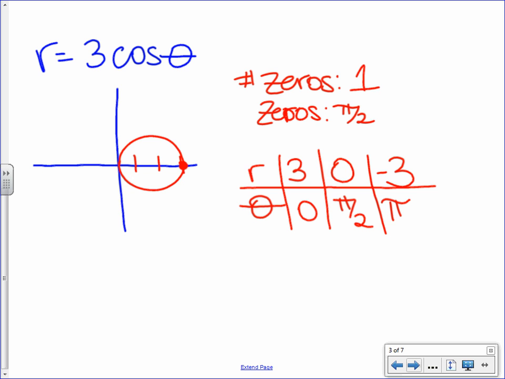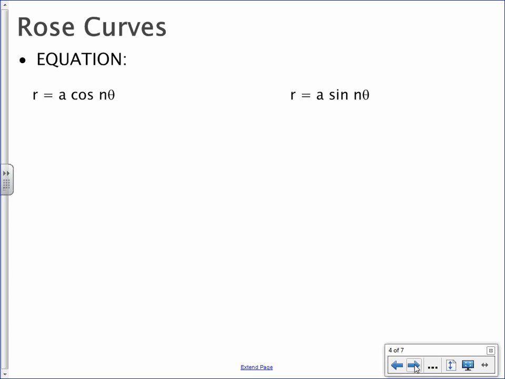Alright, let's talk about roses. Okay, we need to spend some time with roses. There are 2 different types of equations, and this is where your note sheet is going to come in handy, right? A cosine of, I guess on your sheet it is B theta. A cosine of n theta. Okay? What does A determine?